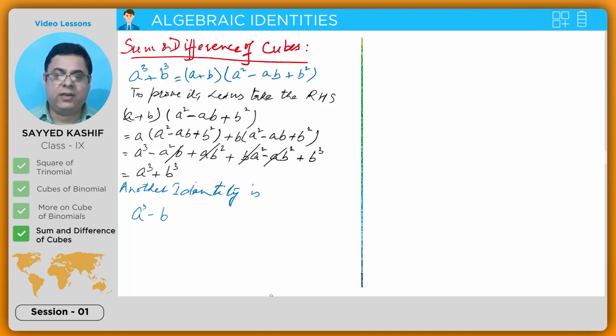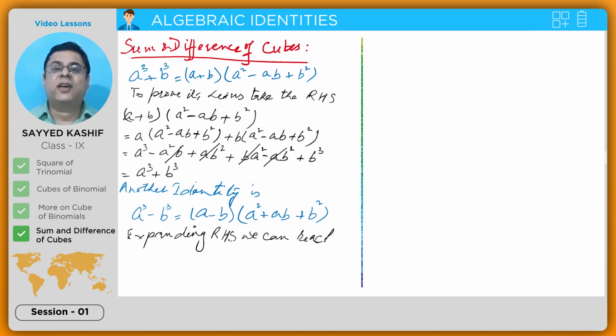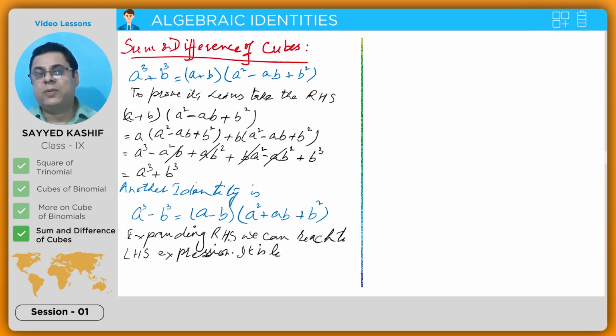Another similar identity is a cube minus b cube is equal to (a minus b) into (a square plus ab plus b square). Expanding the right hand side, we can reach the left hand side expression. It is left as an exercise for you. Now we move towards some examples.